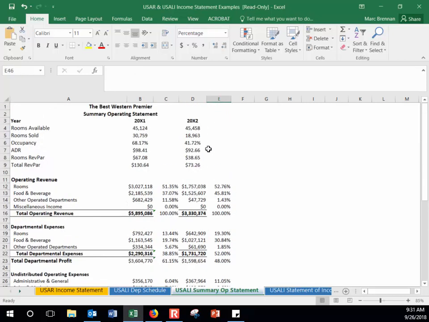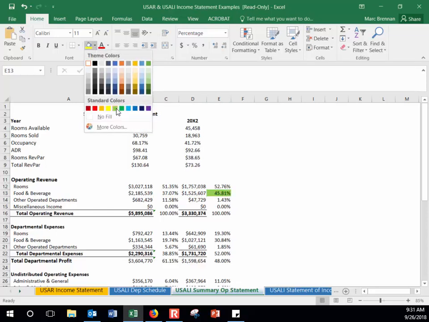So how would we analyze this? Let's take a look at our revenue split starting off right here. Before, our rooms revenue accounted for 51.3% of our total revenue. Now it's 52%. So that's okay. That's not a bad thing. It's fairly consistent. Food and beverage now represents 45%.